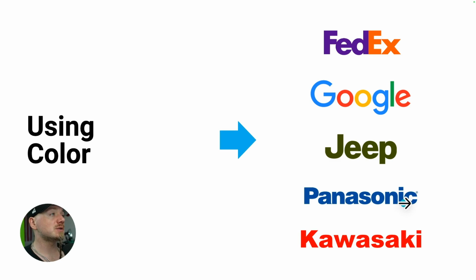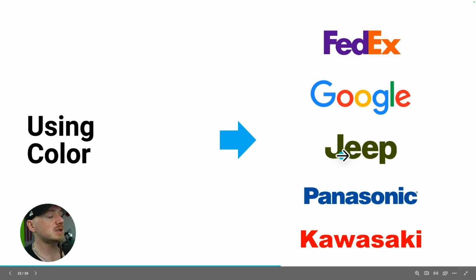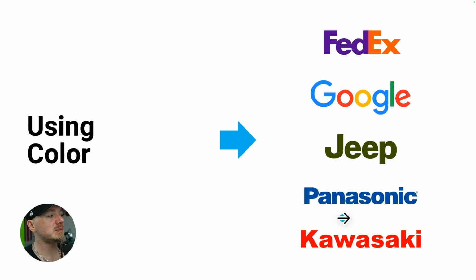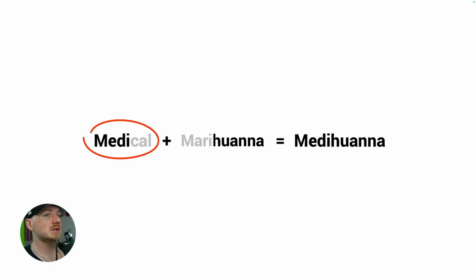And then you can also use colors, right? So these wordmarks basically use a very similar font but different color schemes. And especially those three, Jeep, Panasonic and Kawasaki, basically use the same Helvetica font, but they use a different color scheme. So now let's talk about how to create a wordmark.